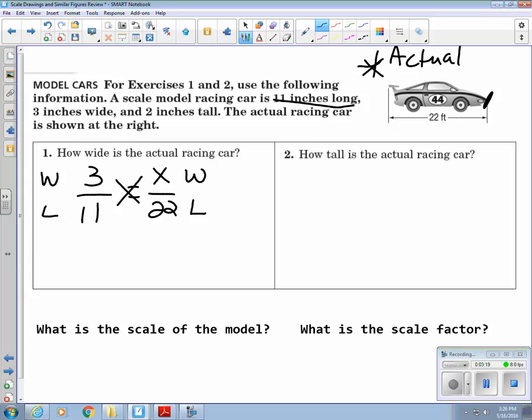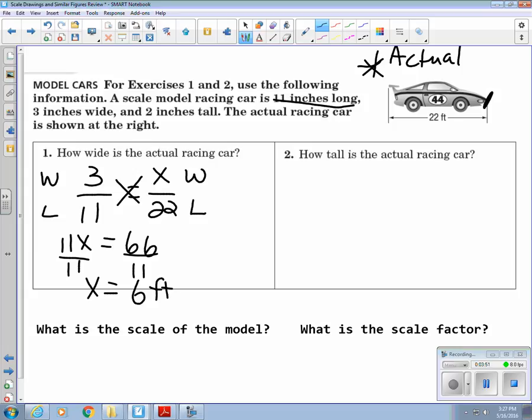When I do that, I'll end up with 11x is equal to 3 times 22, which is 66. Then I can solve this problem by dividing on both sides, and I end up with x is equal to 6. The actual units are in feet, so it would be 6 feet wide. Again, I set up a proportion using a ratio from the scale model and a ratio from the actual. All right. How tall is the actual racing car?